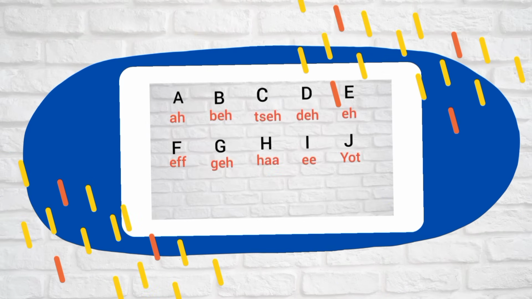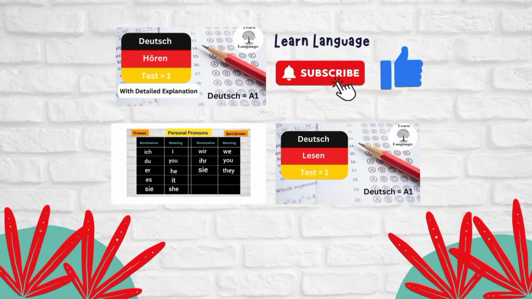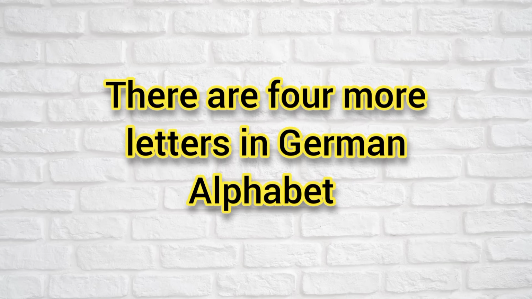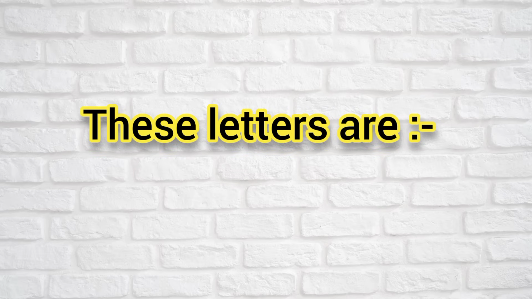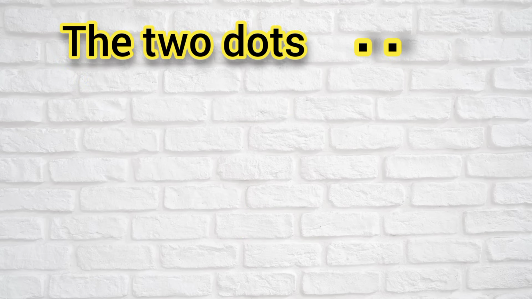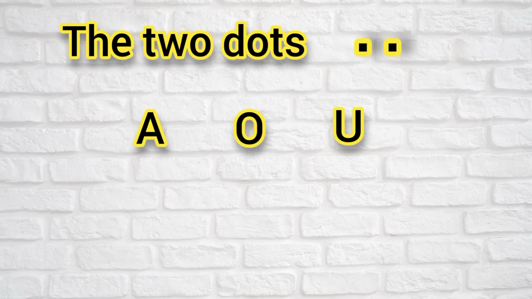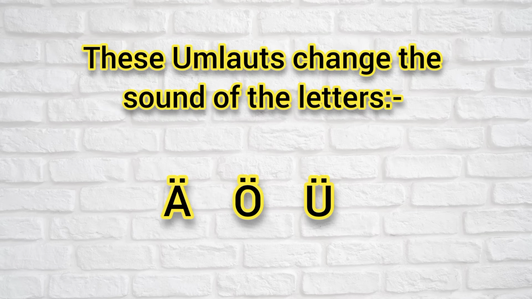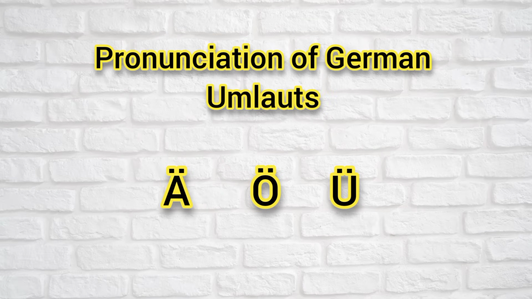Let's continue our beautiful journey of learning German language. In today's video, we are going to learn German alphabet. There are 4 more letters in German alphabet. These are Ä, Ö, Ü, and ß (SZ). The 2 dots on A, O, U are called umlaut. These umlauts change the sound of the letters. So, let's see the pronunciation of German umlauts.